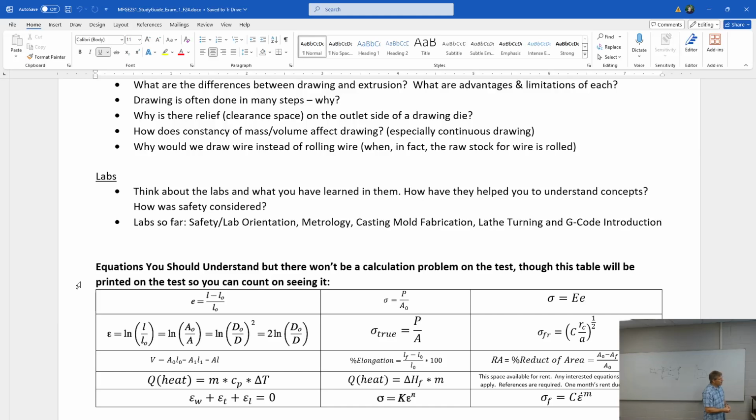Okay, and then in the labs, you should think about how the labs have helped you to understand concepts that have been part of what we've done, and there is a list of the labs that we've done so far. Is there gonna be something like with the G code where we had to draw the house? No, there will not be G code from the lab on the test. Good. I might ask you a question about G code in general, but not a specific thing. You'll learn G code next year, and I will expect you to be good at it.